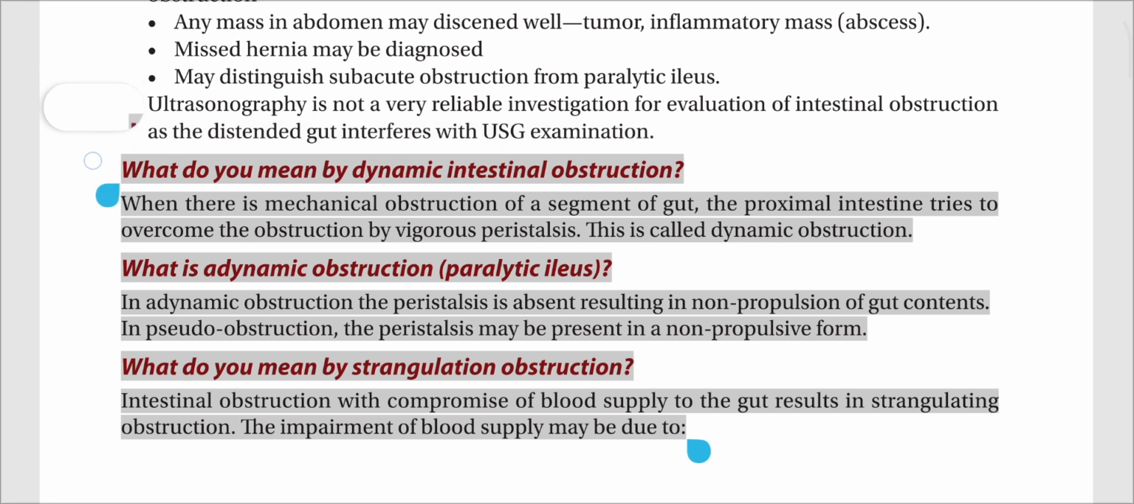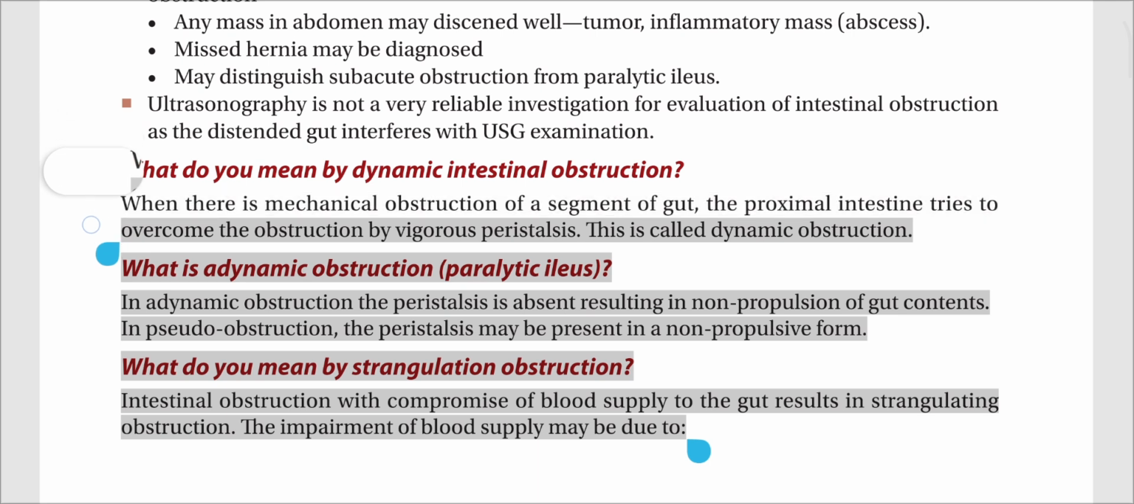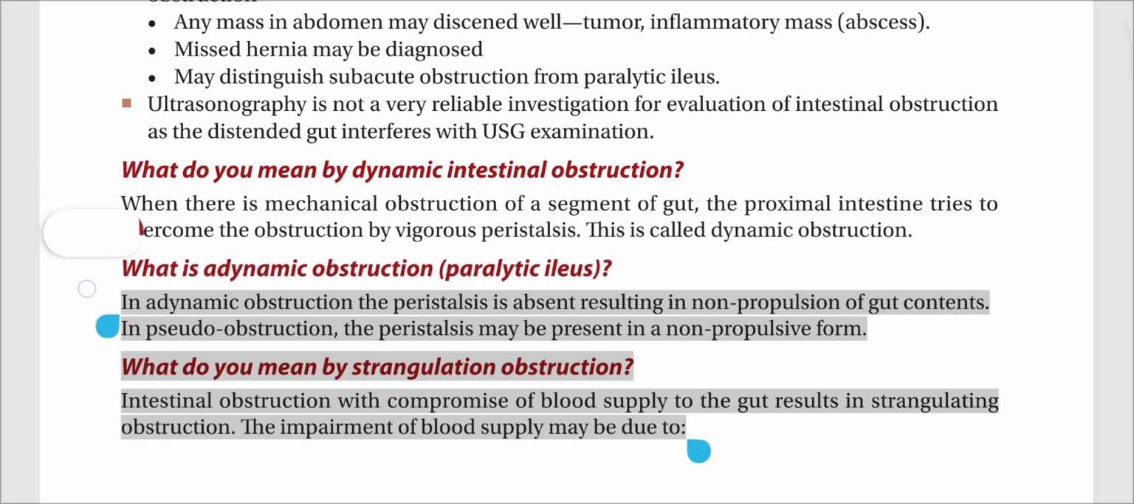What do you mean by dynamic intestinal obstruction? When there is mechanical obstruction of a segment of gut, the proximal intestine tries to overcome the obstruction by vigorous peristalsis. This is called dynamic obstruction. What is adynamic obstruction? Paralytic ileus. In adynamic obstruction, the peristalsis is absent, resulting in non-propulsion of gut contents. In pseudo-obstruction, the peristalsis may be present in a non-propulsive form.